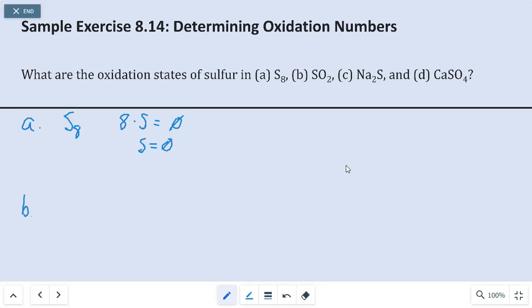Let's look at letter B, sulfur dioxide. Now again, with sulfur dioxide, we see that there is no charge overall on the sulfur dioxide. So if I'm setting up my algebra, I've got sulfur and I've got 2 oxygens. Total charge on the whole thing is 0. It's an uncharged molecule.